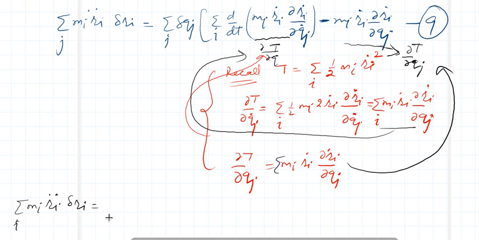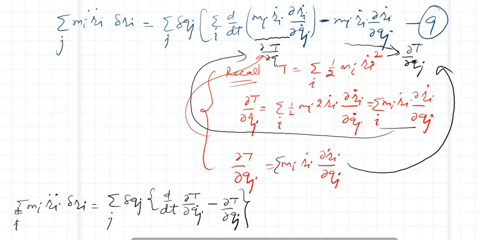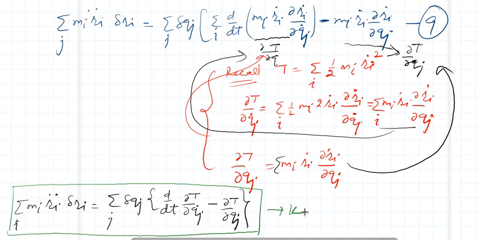So if I use these things, then this equation number 9 can be written as summation over j of delta q_j times d over dt of ∂T/∂q_j dot minus ∂T/∂q_j. And that means I have tried to express the things in terms of kinetic energy, right?